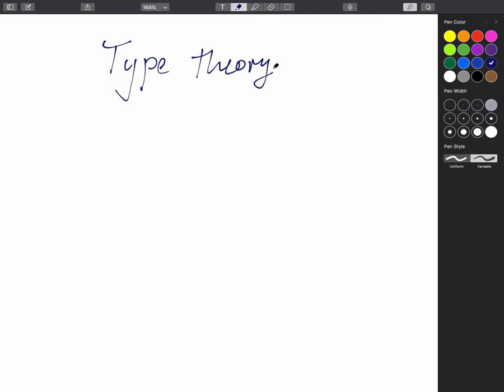Okay, so what is type theory? I have been asked to lecture on the basics of type theory, and I always wondered, is there a single phrase to explain what type theory is? And I think there is a good phrase. And the phrase is that this is a theory of constructions. It's a mathematical theory of constructions.